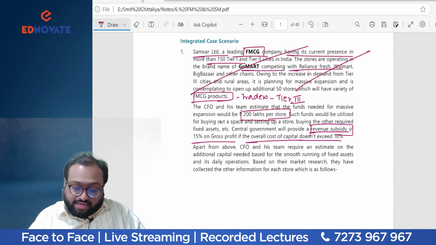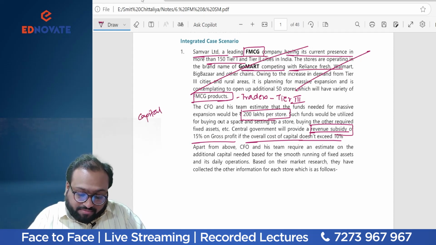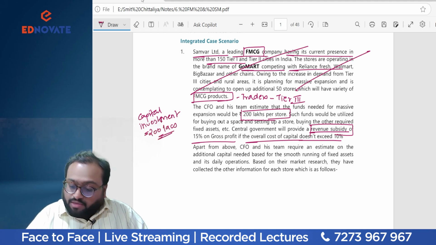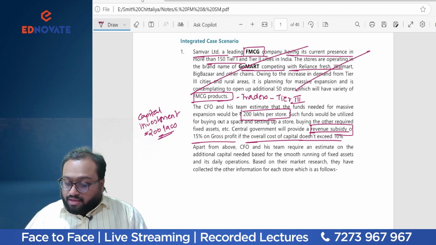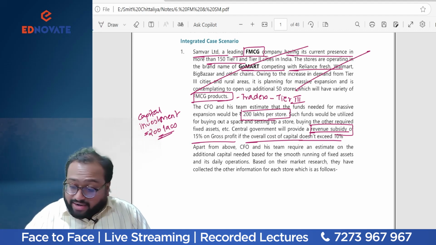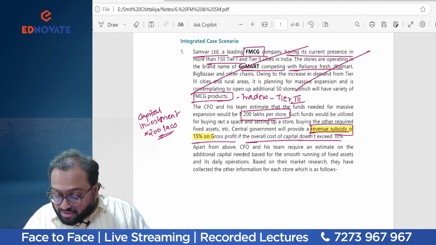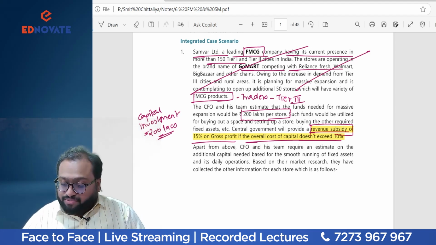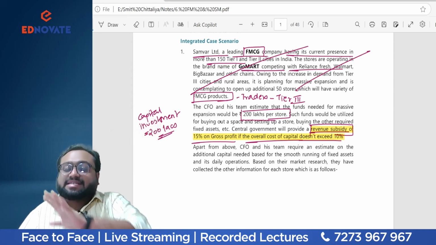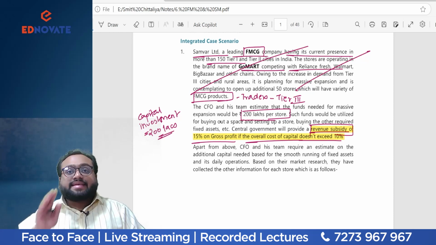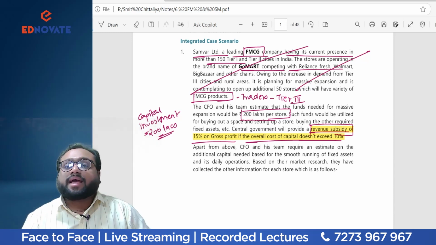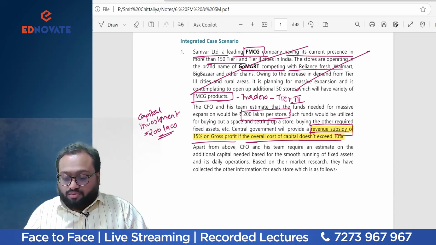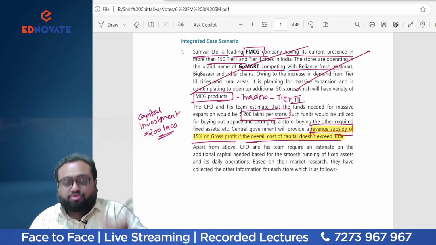Now, what this paragraph is saying is that there will be a capital investment. Completely fine. And how much will be the capital investment, sir? Capital investment required is 200 lakhs, nearly around 2 crores. And there is a revenue subsidy we will get, but there's a condition: the revenue subsidy will be 15% of gross profit if the overall cost of capital does not exceed 10%. These two things are important for me; except that, nothing is important. So what is highlighted in yellow, and the capital investment of 200 lakhs, is the main objective of paragraph number 2. Done. Let's go to paragraph number 3.